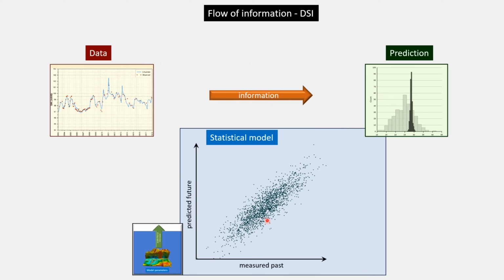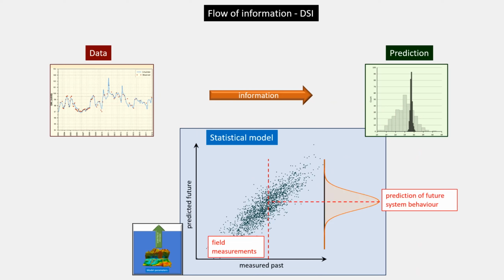Once we've built this statistical relationship between what happened in the past and what's going to happen in the future, we can then use our field measurements to make predictions of future system behavior conditioned on those measurements. But we're not using the physically based numerical model anymore, we're using the statistical model in its place. And this has large advantages, especially in speed, which we'll talk about shortly.